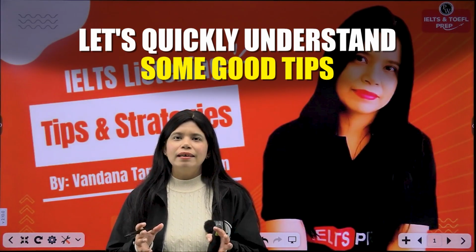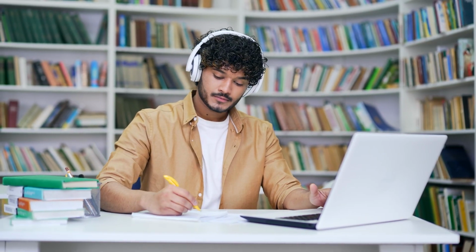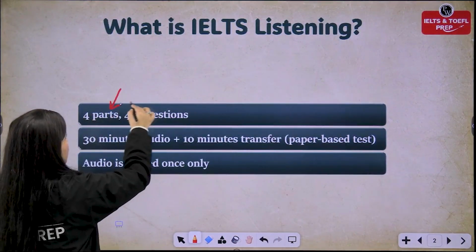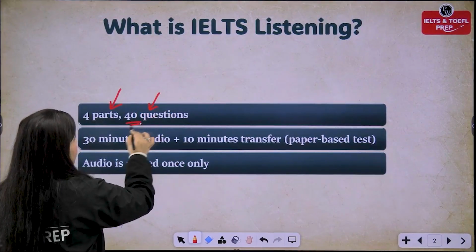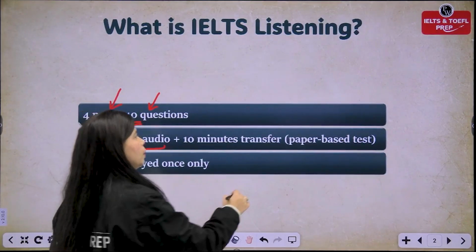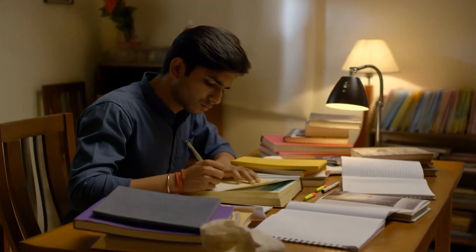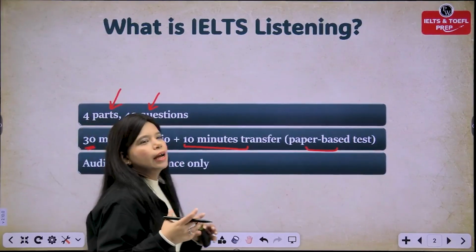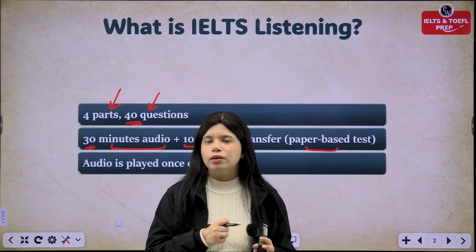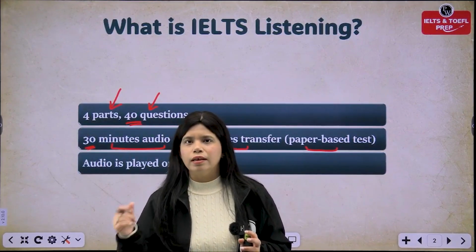Let's quickly understand some good tips for the IELTS listening module in this particular lecture, and let's dive deep into the overview first. Your IELTS listening module is divided into 4 parts and you are supposed to answer a total of 40 questions, and the audio is played for roughly 30 long minutes. After this audio gets over, if you have booked the paper-based test, you are given 10 minutes extra, which is considered as the transfer time, in which you are required to transfer your answers from the question booklet to the fair answer sheet.